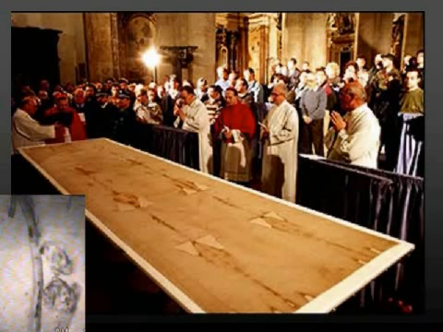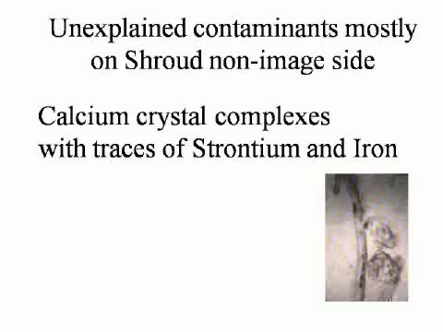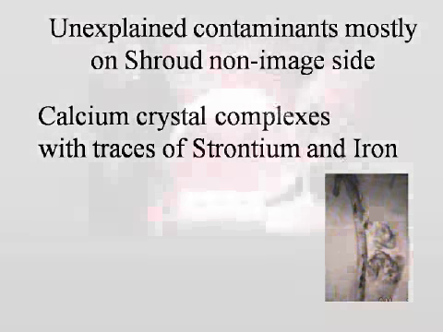And what you see here, see these crystals? Those are calcium carbonate crystals on the non-image side. In these calcium crystal formations, we see traces of strontium and iron. Now, this is consistent with the aragonite limestone that we see in Jerusalem, because in Israel you see lots of limestone, and these are the contaminants that you would expect to see there.